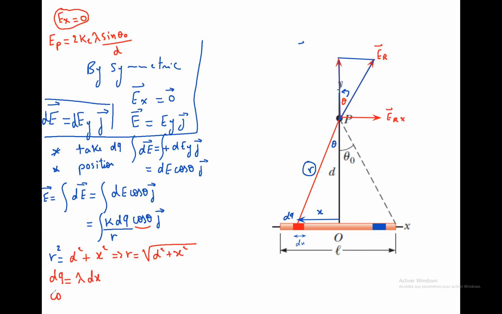Cosine theta, if we take this triangle, cosine theta equals the adjacent side d divided by the hypotenuse R. So cosine theta equal d divided by R, which is equal to radical x square plus d square.